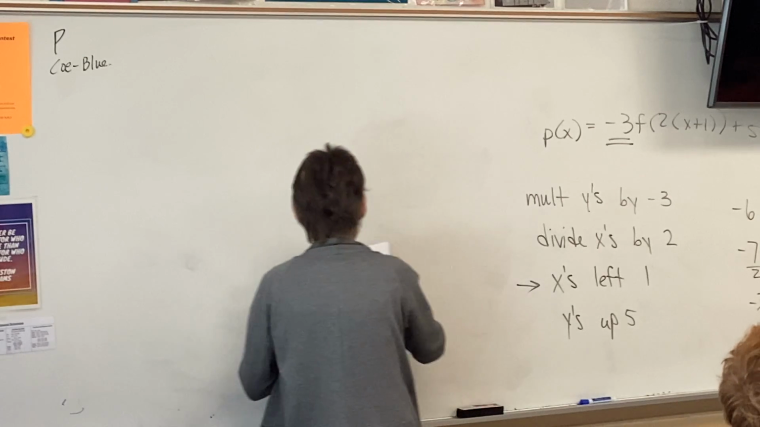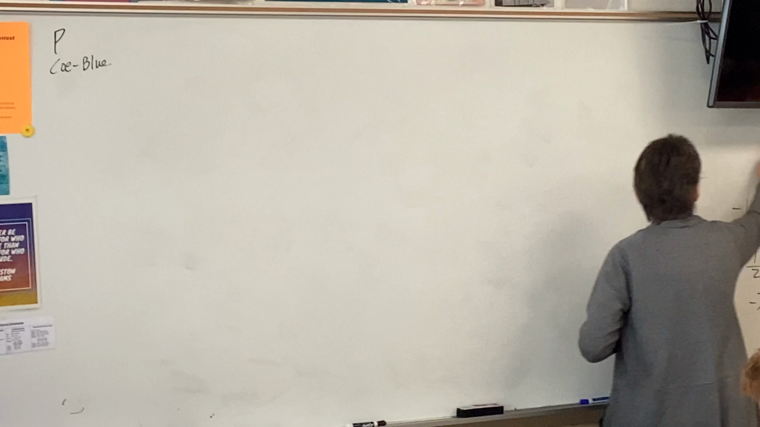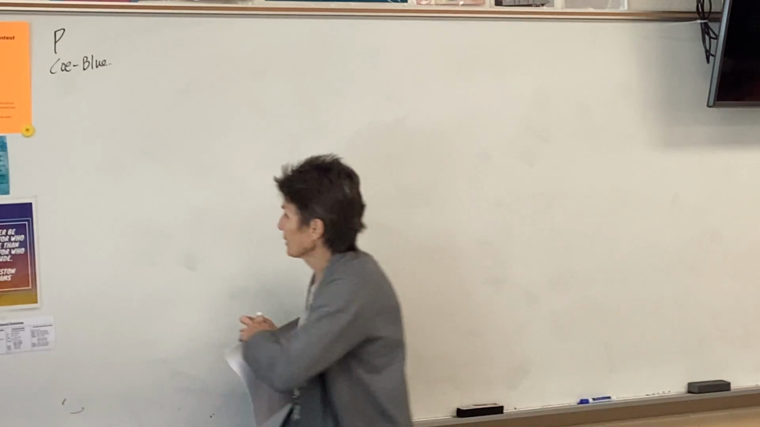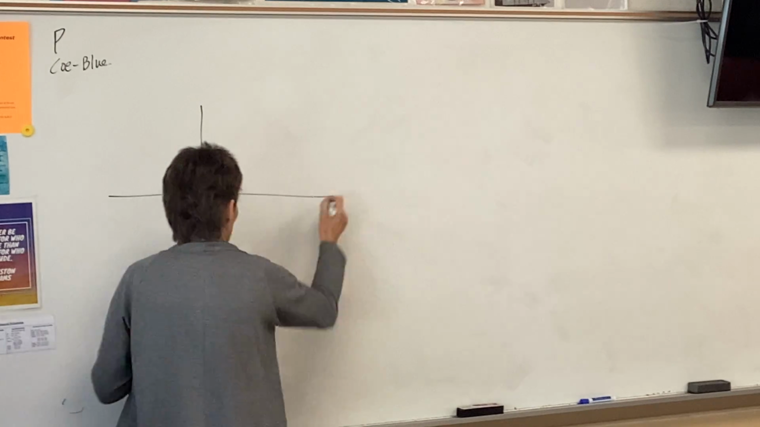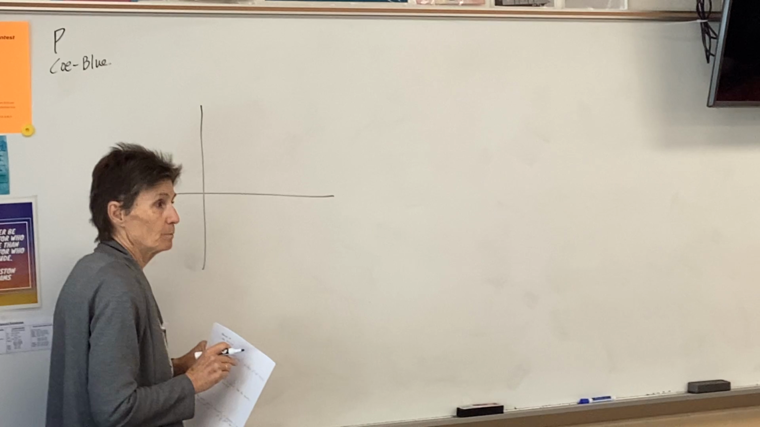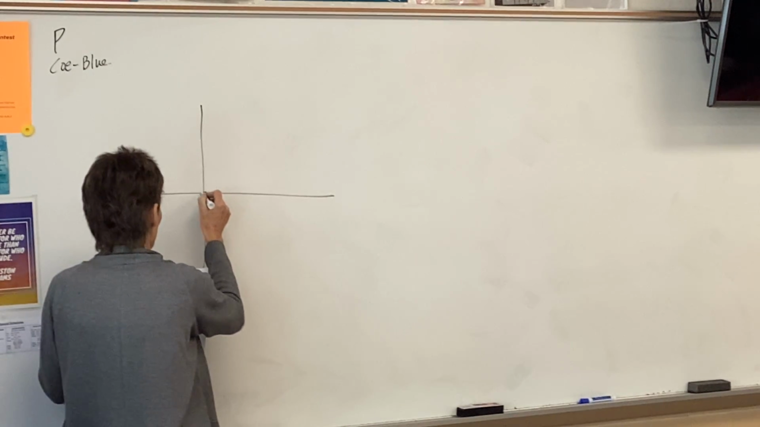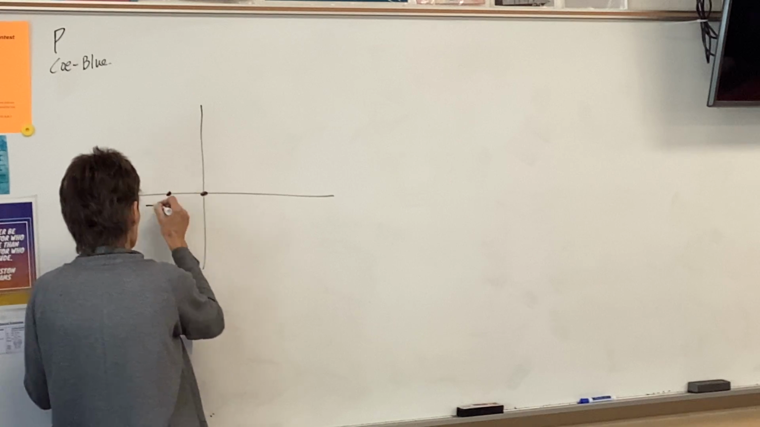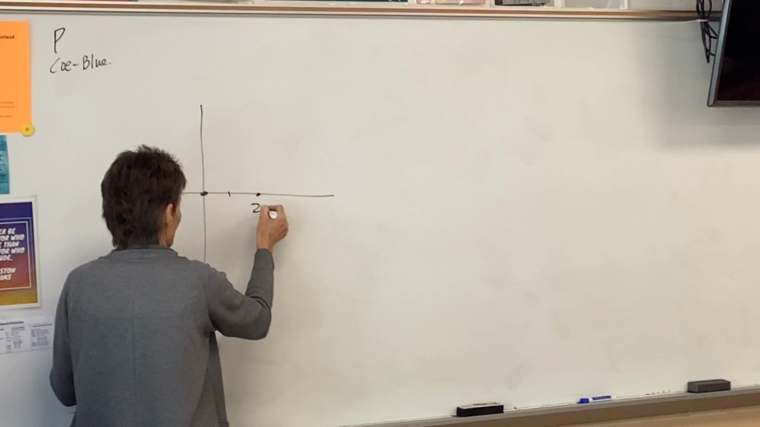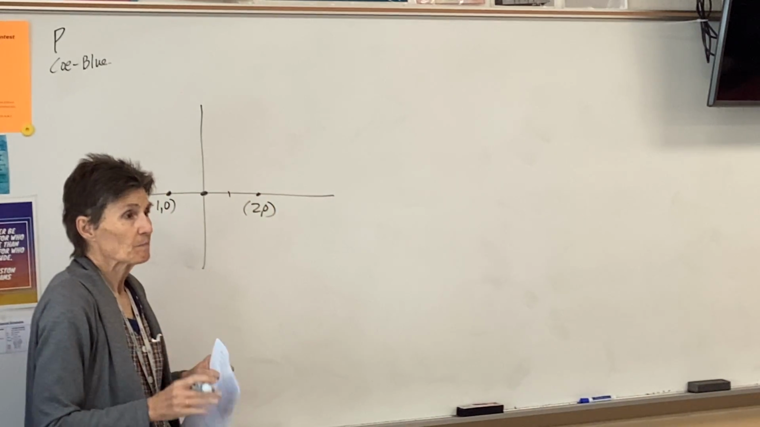So, we're going to sketch that first problem. It's really easy because it's already factored for us. Who remembers what we do? We put some intercepts on here. We've got one at 0, one at -1, and another one at 2. Label those points nicely.